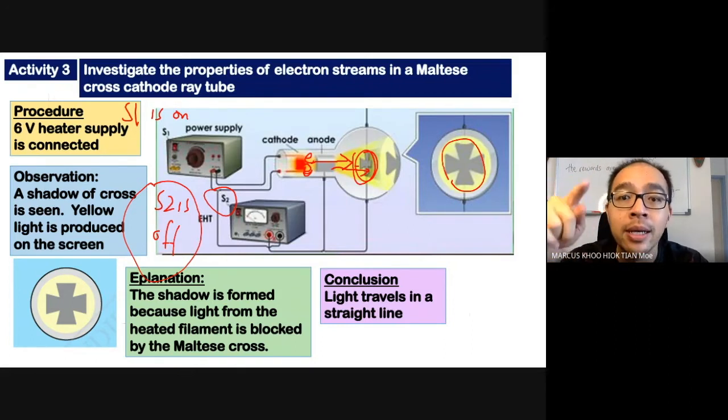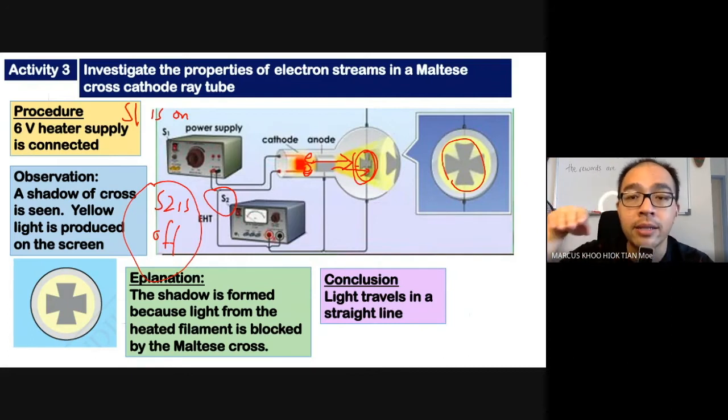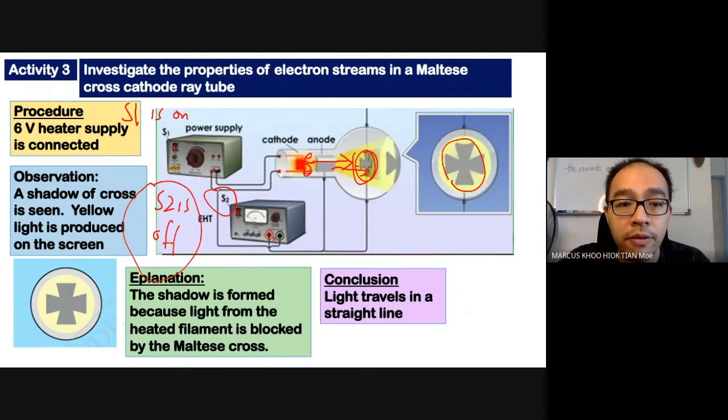That's why there is a shadow formed on the screen, because the electrons that hit the Maltese cross tube are stopped by the Maltese cross tube, just like what Wilson said just now. They are stopped by the Maltese cross tube and they cannot get past because they can only travel in a straight line. They can't go there and then deflect, no. Very important thing.